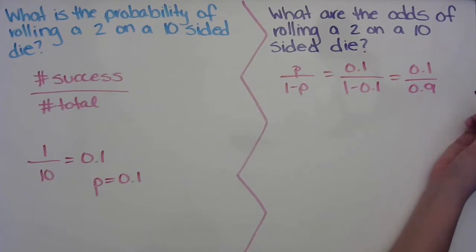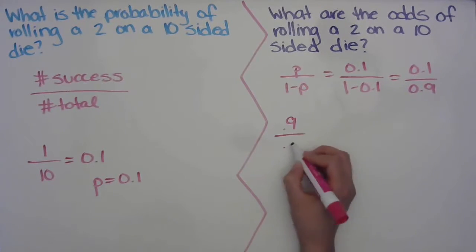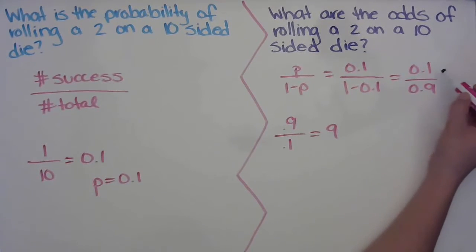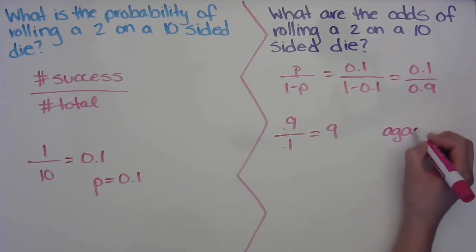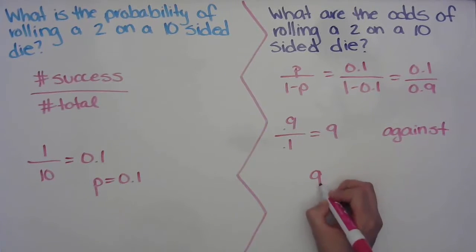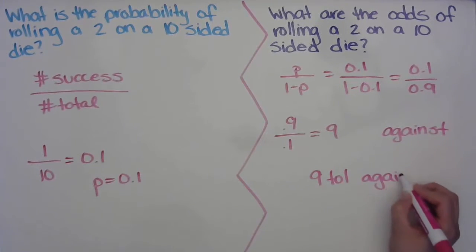Now, just like we discussed a second ago, because the numerator is smaller than the denominator, we are going to go ahead and invert that before solving. So it is going to be 0.9 over 0.1. That is going to give us 9. Now, because the numerator was smaller than the denominator, that means that we are looking at odds against. So our final answer for this is going to be 9 to 1 against.